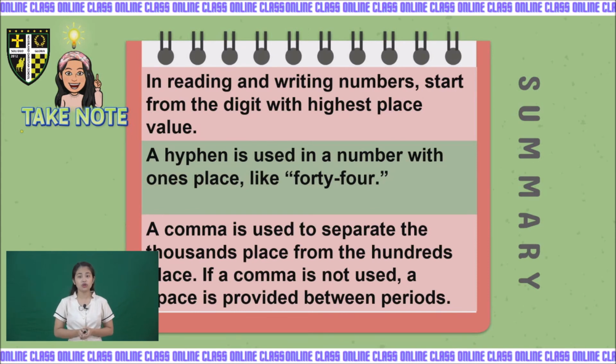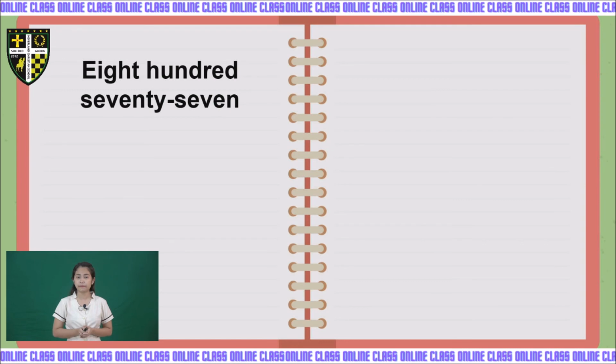Okay, so that is all for today, class. Let us have a simple exercise. So let's look on this, and we have to write it in number form. So 877. So 800, you can just simply write 8, then 70, we have 7, and then the last one, we have 7. So the answer is 877.